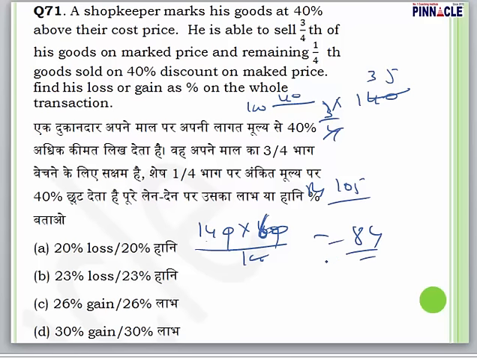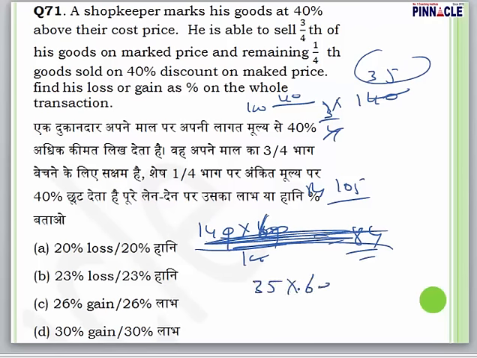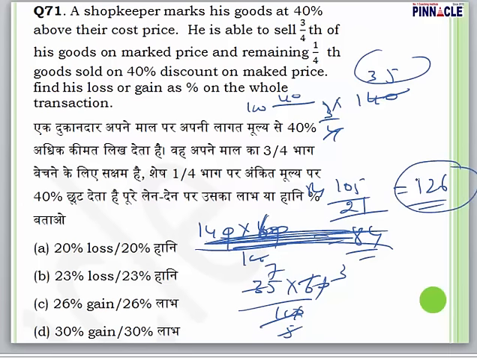84 rupees he is selling 1 by 4 of the item. Or you can write 1 by 4 in this term. The remaining is 1 by 4, that is 35. 35 into 60 by 100, you can write this. Then we will have 21 rupees. For this 1 by 4 item he has sold at 21 rupees. So 105 plus 21, that is 126. In 126 rupees he has sold all the items.